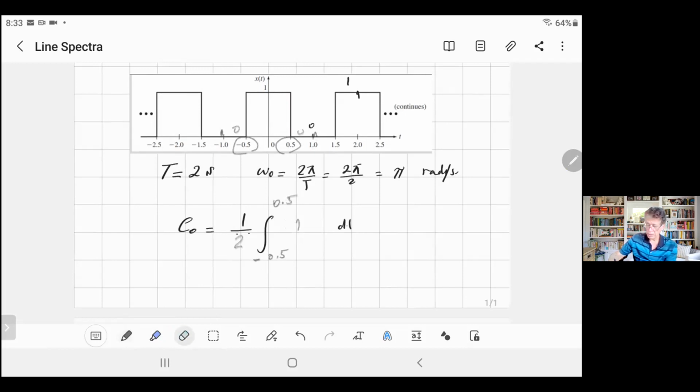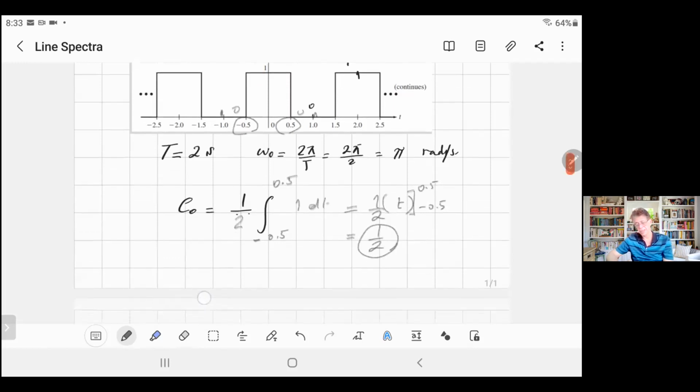All right, what is the integration of 1? It is equal to t. So we have 1 over 2 times t, and we substitute one time 0.5, another time minus 0.5. When you subtract, you get 1. 1 times 1/2 is equal to 1/2. So that's the value of C naught.